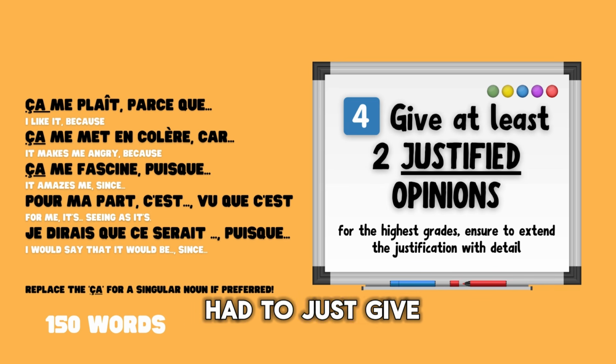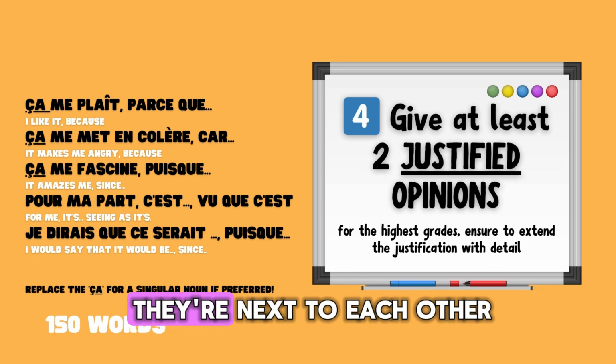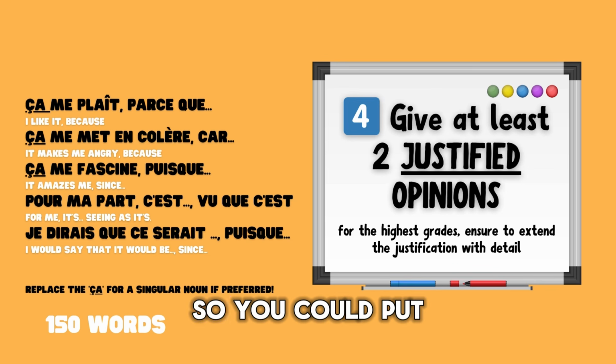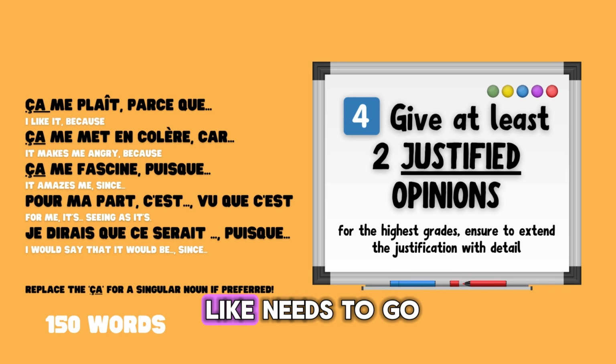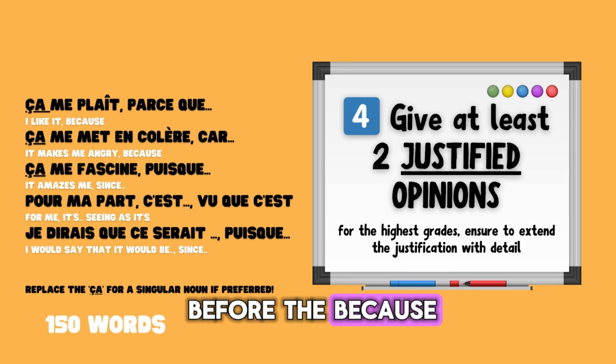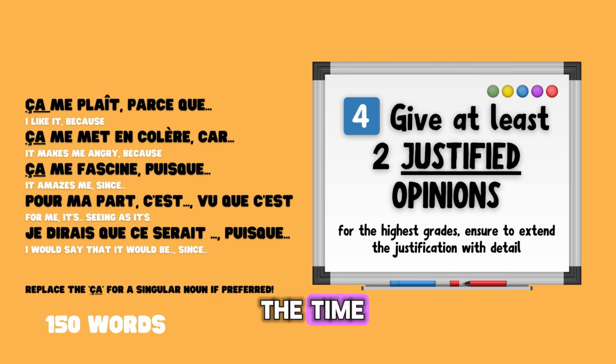For 90 words, you had to just give your opinion, and this is a big difference between the 90 words and the 150 words. You need to justify your opinions and make sure that they're next to each other. So you could put, for example, I like blah blah blah because blah blah blah. Your opinion that I like needs to go before the because. Here are some other examples. So if you're just using parce que and car all the time, here are some alternatives.